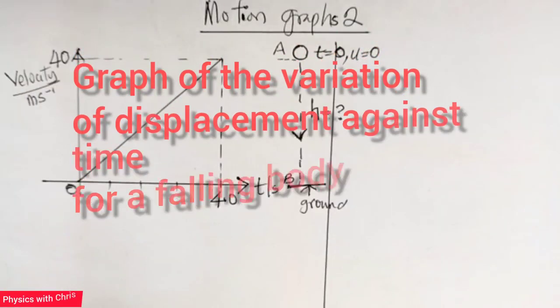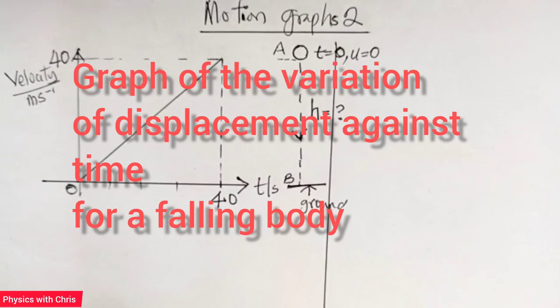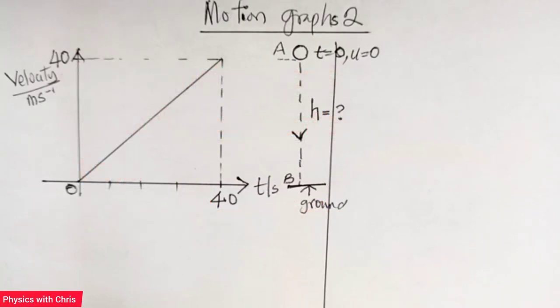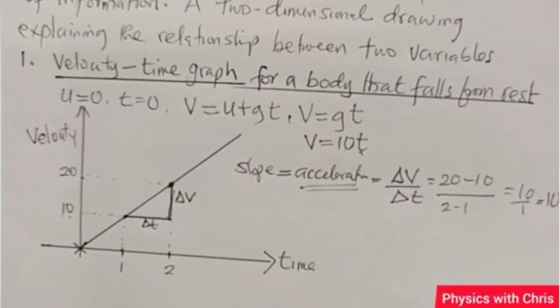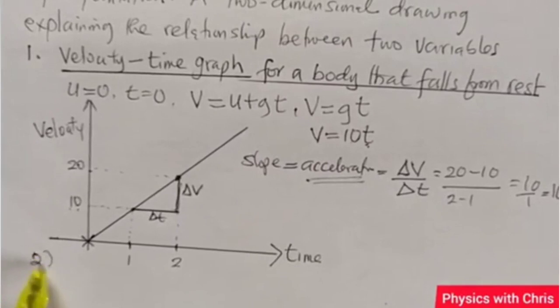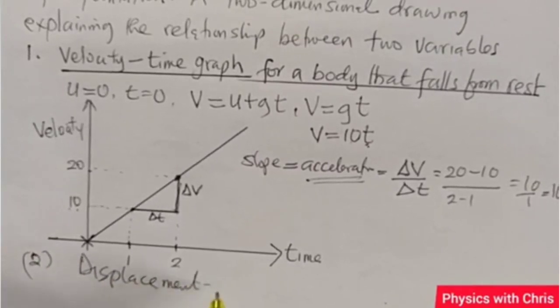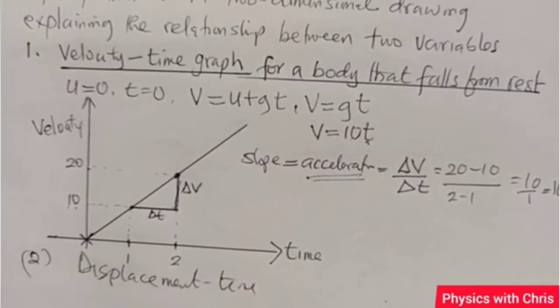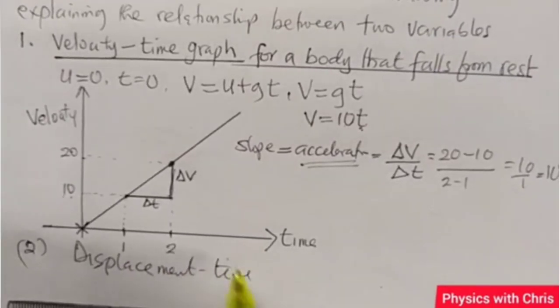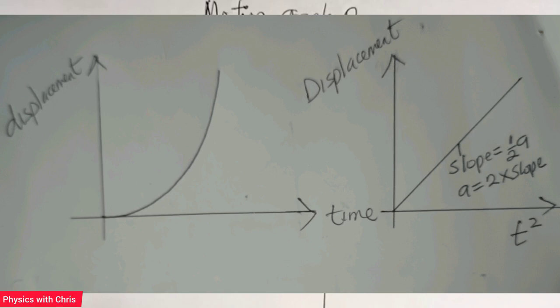This video is a continuation of the topic motion graphs. In the first video, I defined what a graph is and I quickly showed how to draw a velocity time graph for a falling body, a body that falls from rest. And I showed you how the velocity of the body varies with time. I also showed that of displacement against time and displacement against time squared.